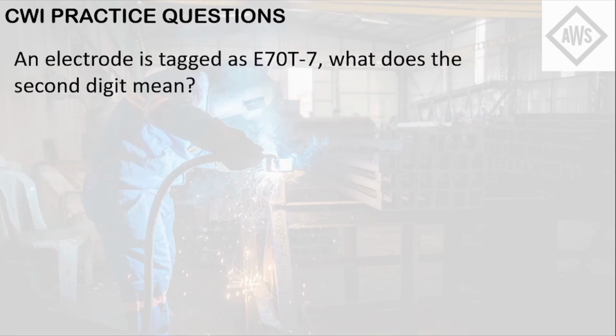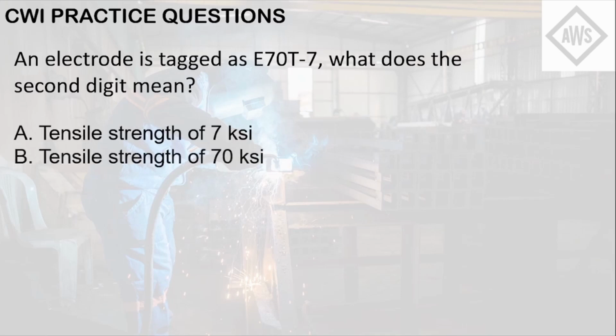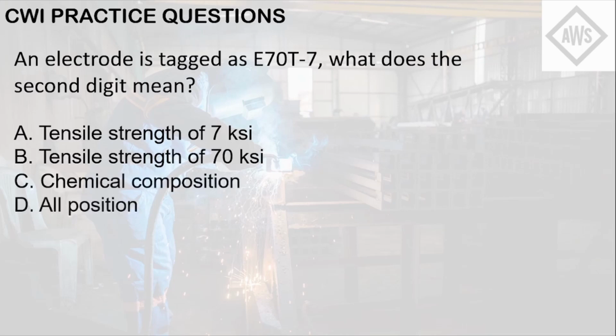For this question, an electrode is tagged as E70T-7. What does the second digit mean? Letter A, tensile strength of 7 KSI. Letter B, tensile strength of 70 KSI. Letter C, chemical composition. Letter D, all position. So here, the number 7 denotes a tensile strength of 70 KSI, not 7 KSI, because the 0 here refers to the position for this electrode. So the answer here is letter B.